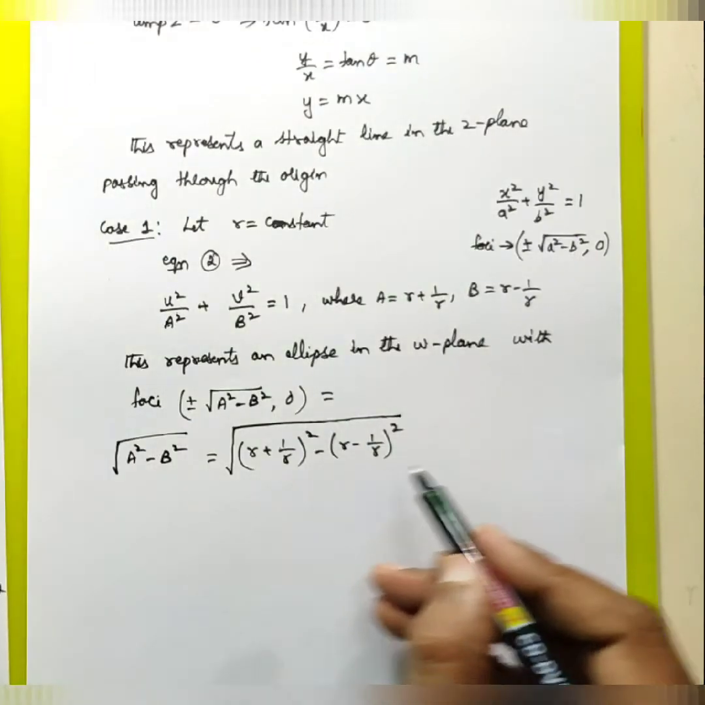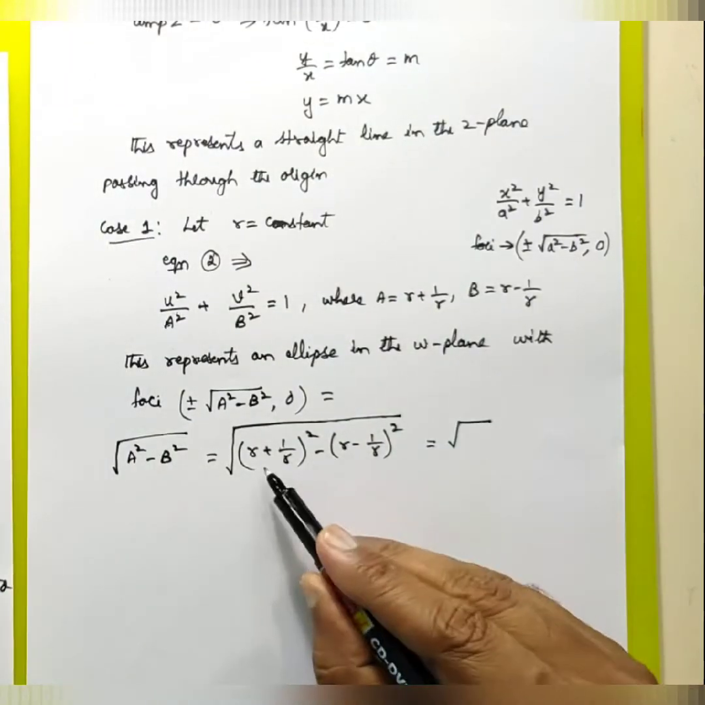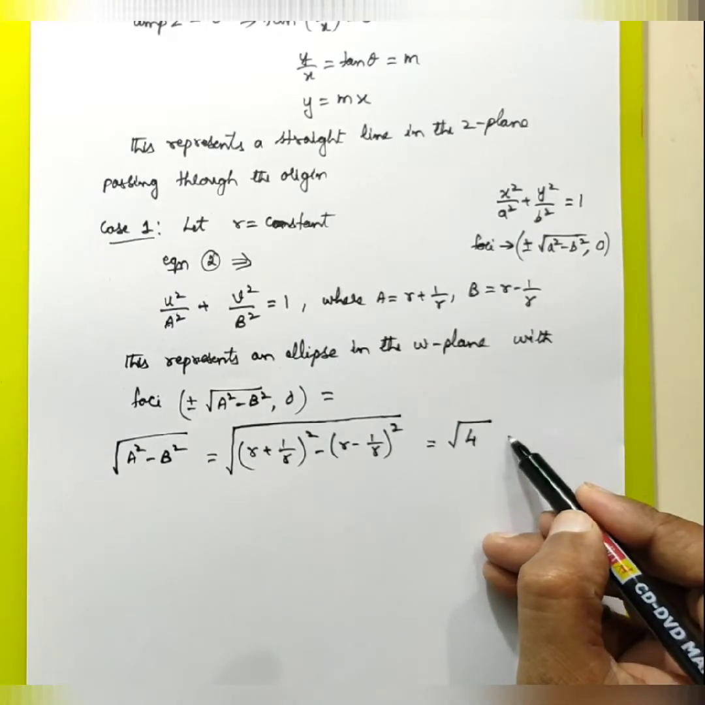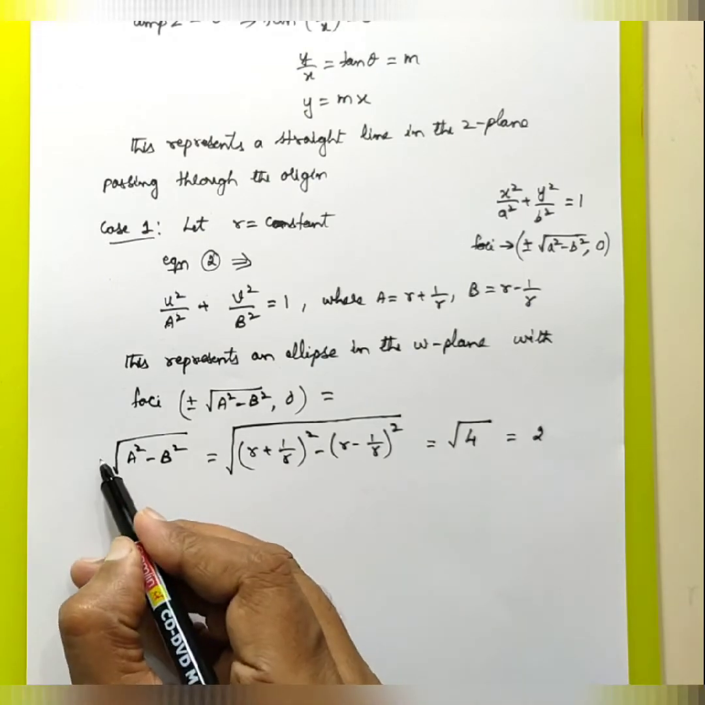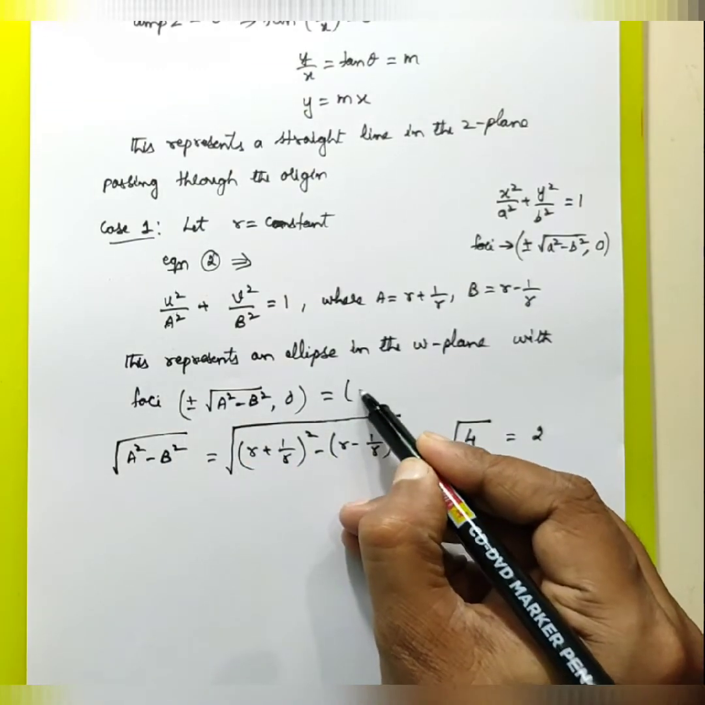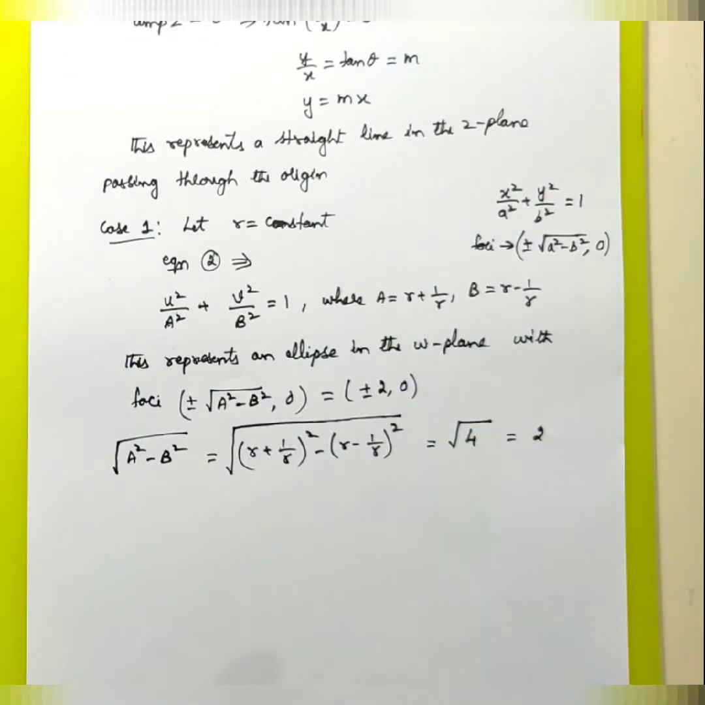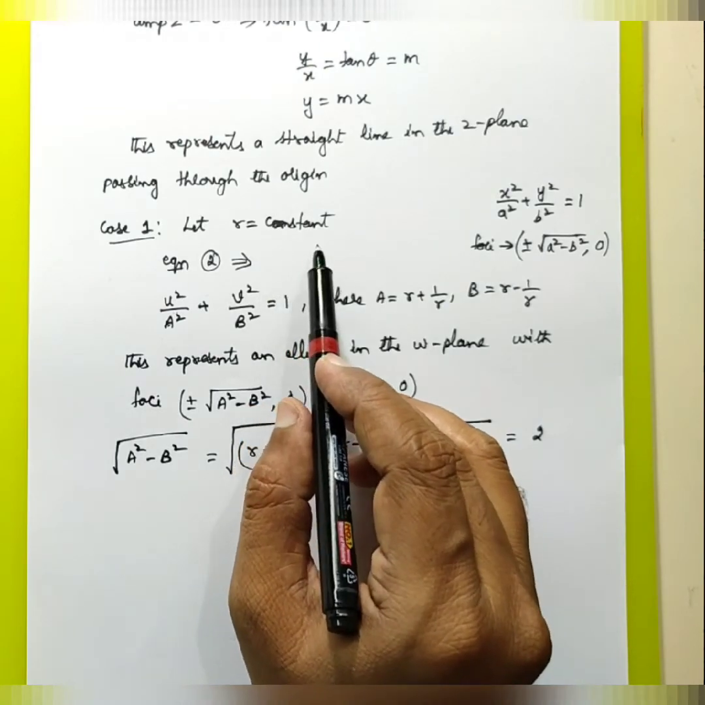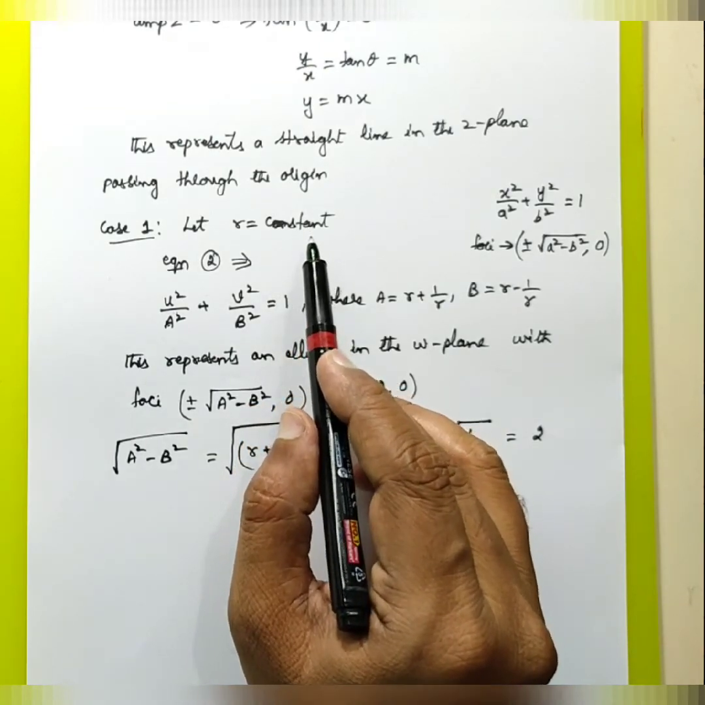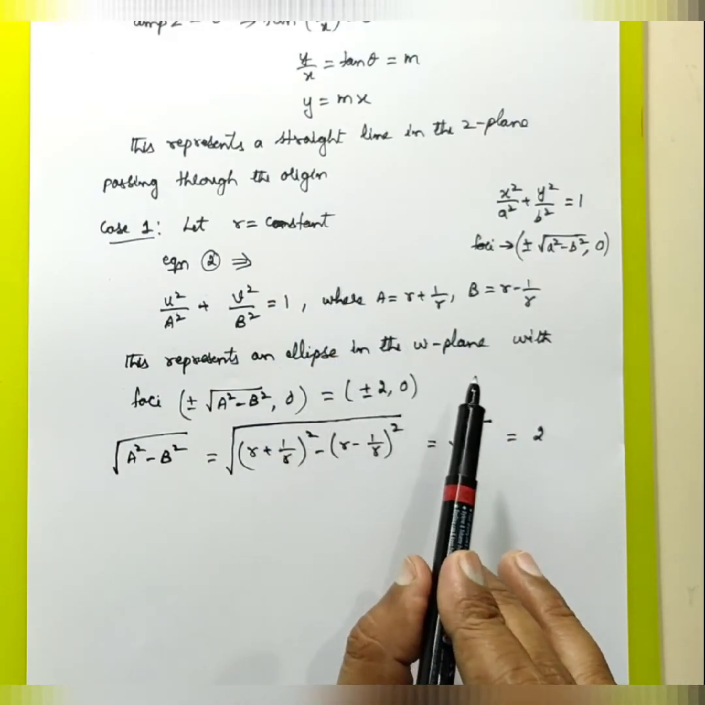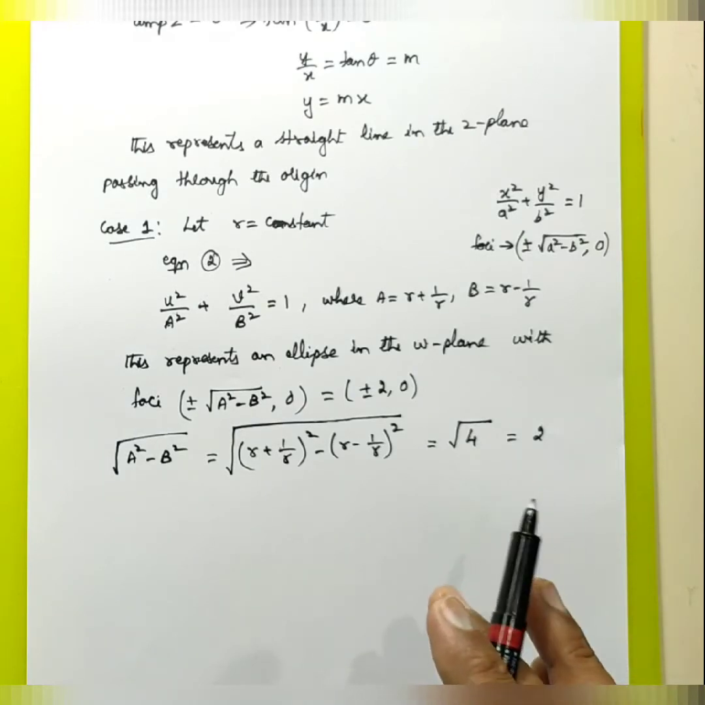So directly I can write this value to be equal to, square root will remain as it is. This particular value that I have evaluated as 4, that will be nothing but 2. So this is plus r minus that you have. If I write down here, it becomes plus r minus square root of a square minus b square. You have got it as 2 comma 0. So that will be the foci of the ellipse. So we see that when r is a constant, in that case we get the equation of the ellipse in the w plane. So this is the first mapping.